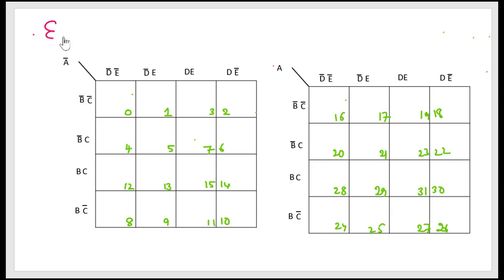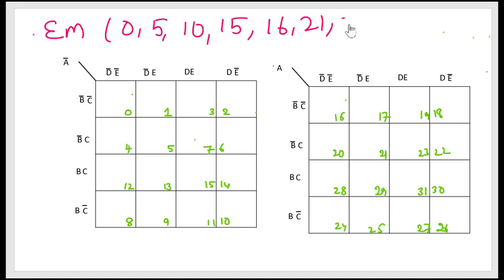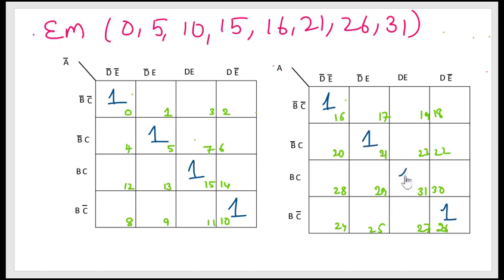Let's take one more example. Sigma m 0, 5, 10, 15, 16, 21, 26, 31. We'll try to fill all the min terms. So you're going to have a one here at 0, 5, 10, 15, 16, 21, 26 and 31.